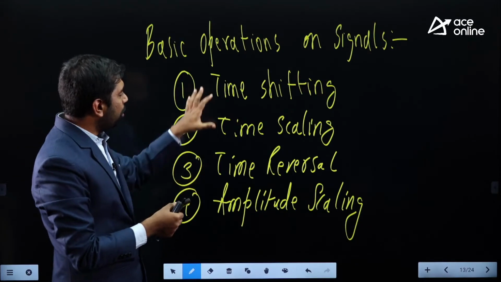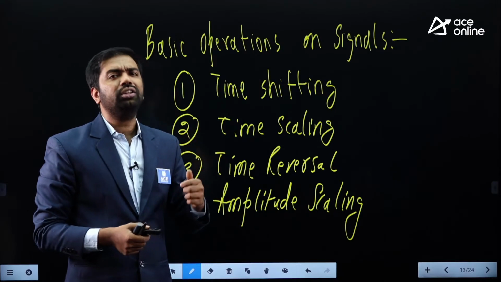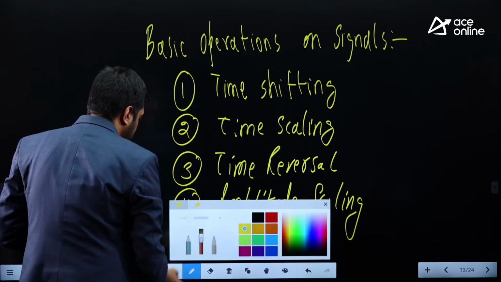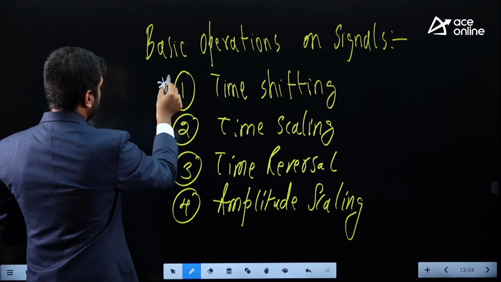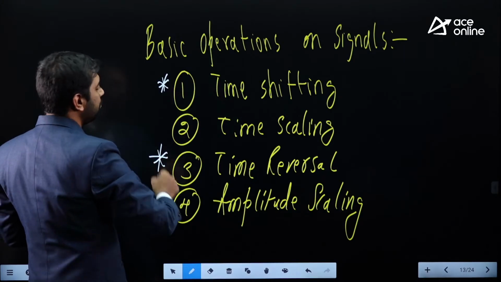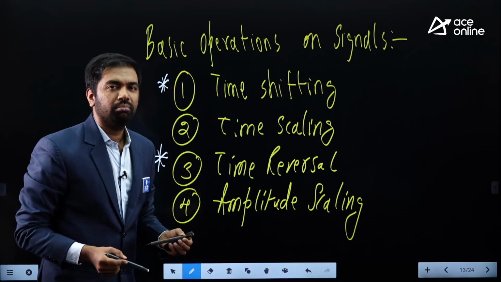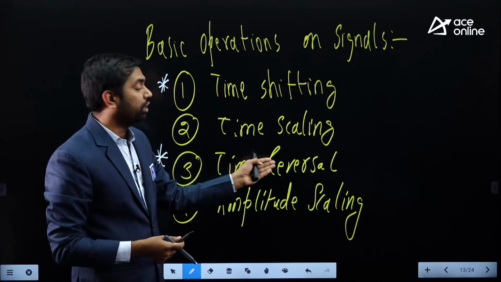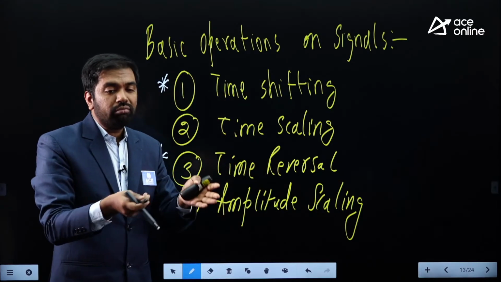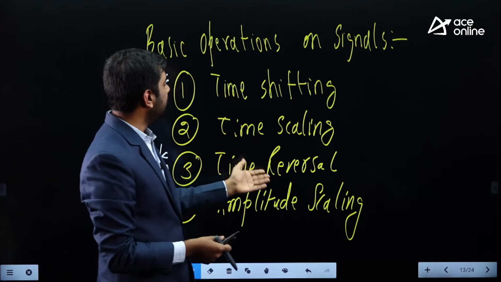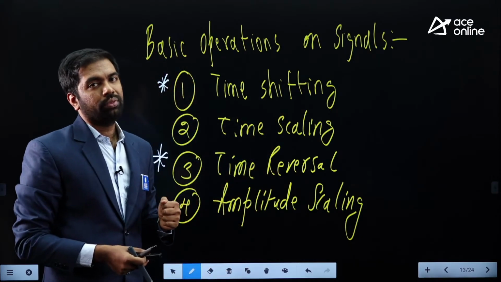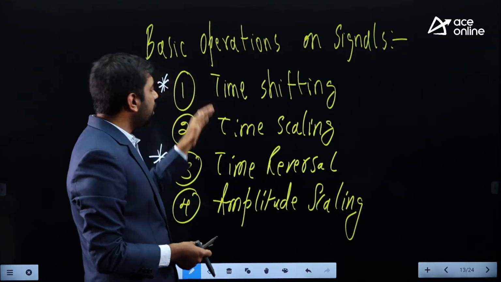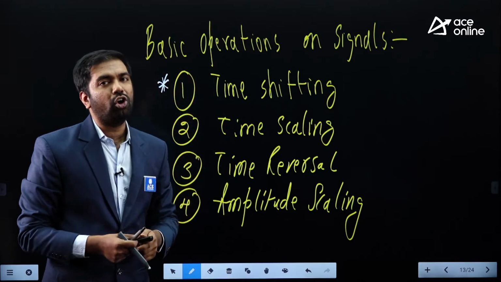Suppose if I have to perform all this on a signal, what is the order that you will follow? Especially these two operations. Which two operations? This one and this one are very, very important. Why are they important? Because if you want to convolve two waveforms, you need to know how to do the reversal and how to do the shifting, because the convolution operation needs this time reversal and time shifting. So these are the basic operations on signals. One must have a crystal clear idea about these basic operations.